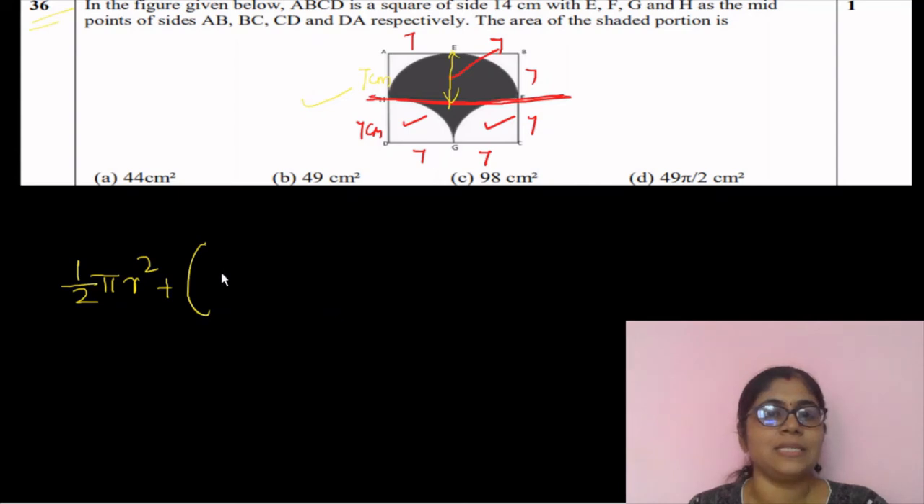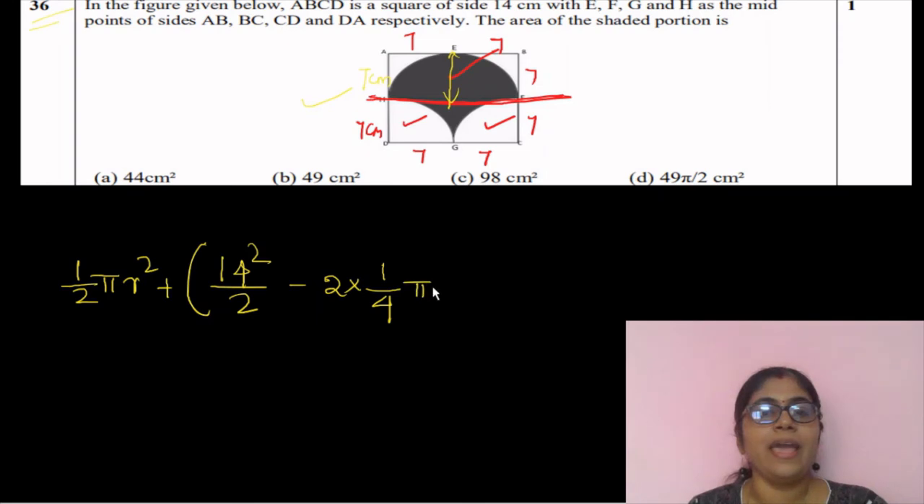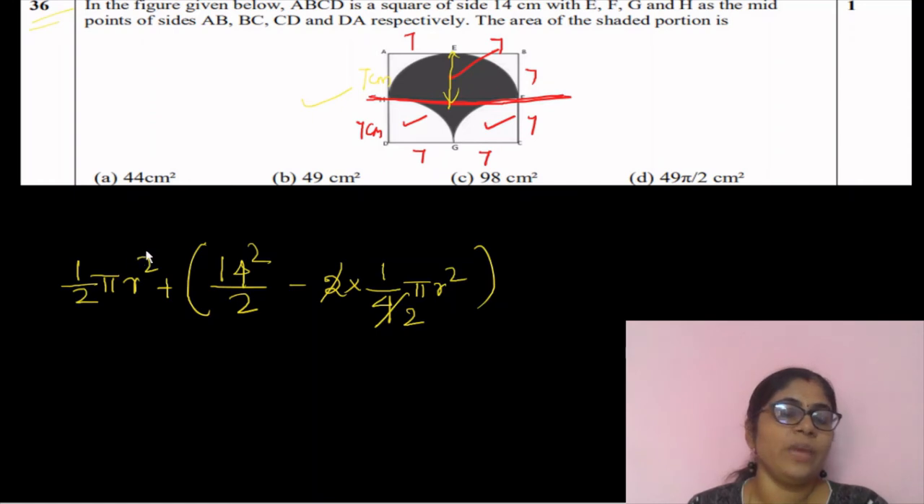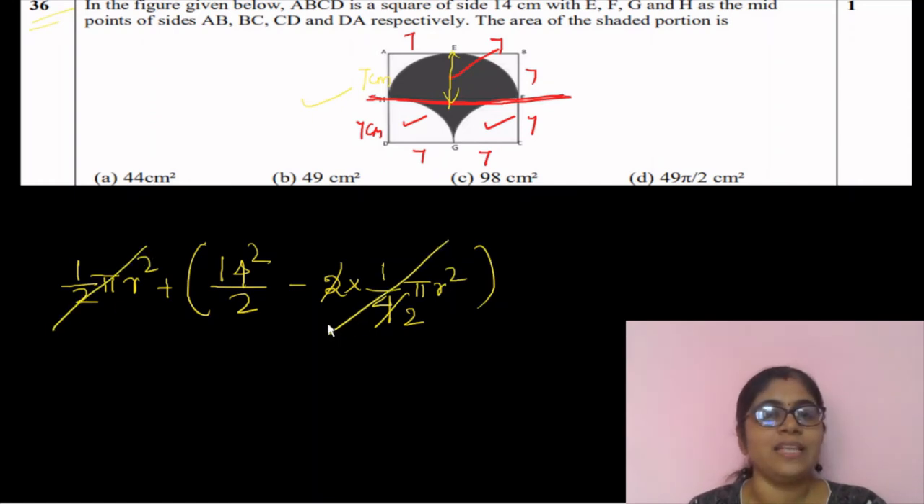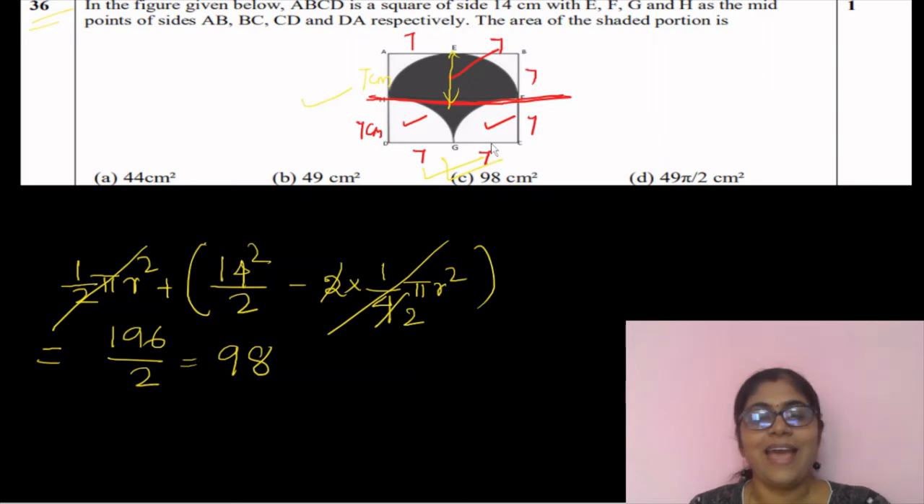Half of the square means 14 square by 2, and this minus 2 into theta by 360 pi r square. So what is theta? Theta is 90 degrees. So 1 by 4 pi r square. So this is 1 by 2 pi r square. So we can cancel this 1 by 2 pi r square and this 1 by 2 pi r square. So our answer will be 14 square by 2, that is 196 by 2, which is equal to 98 centimeter square. So option C is the right answer.